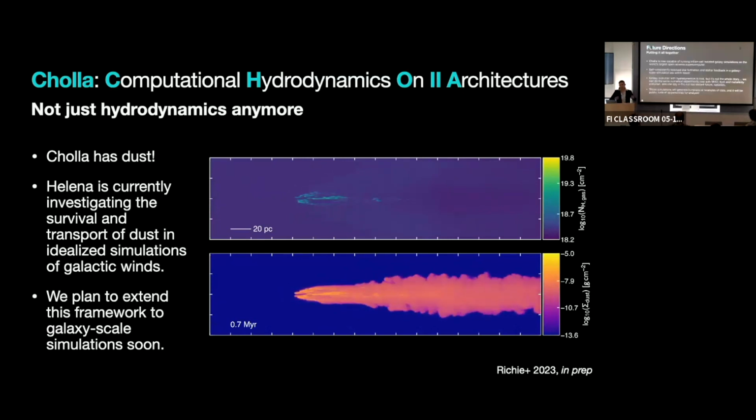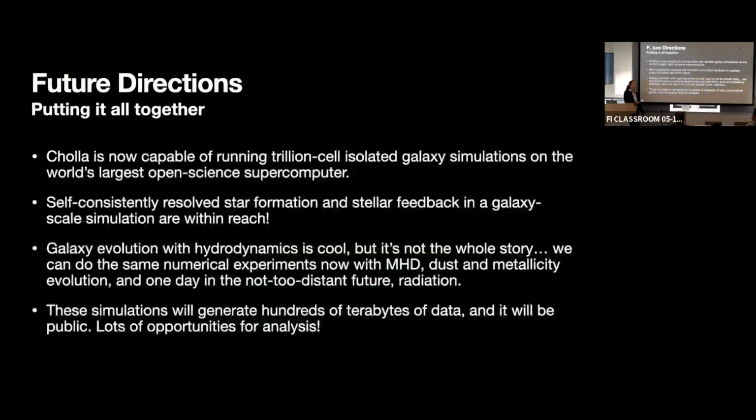So future directions, where do we want to go? Of course, the goal is to run these massive isolated galaxy simulations with all of this cool physics that we talked about. We can now run these trillion cell scale simulations. And so in principle, we should be able to consistently resolve the star formation feedback cycle.